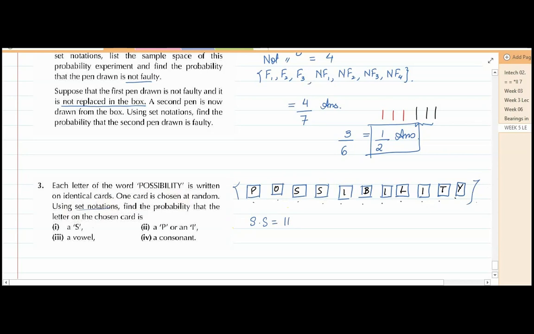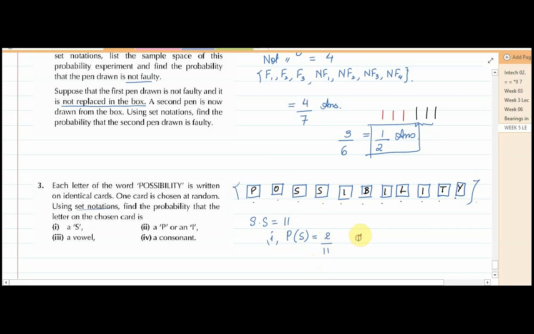The letter on the chosen card is S. Now what is the possibility of S? In those 11 cards, the possibility of S is 2. So for the first part, the possibility of S is 2 divided by 11. There are a total of 11 cards and 2 have S on them, right? So the first part is 2 over 11.